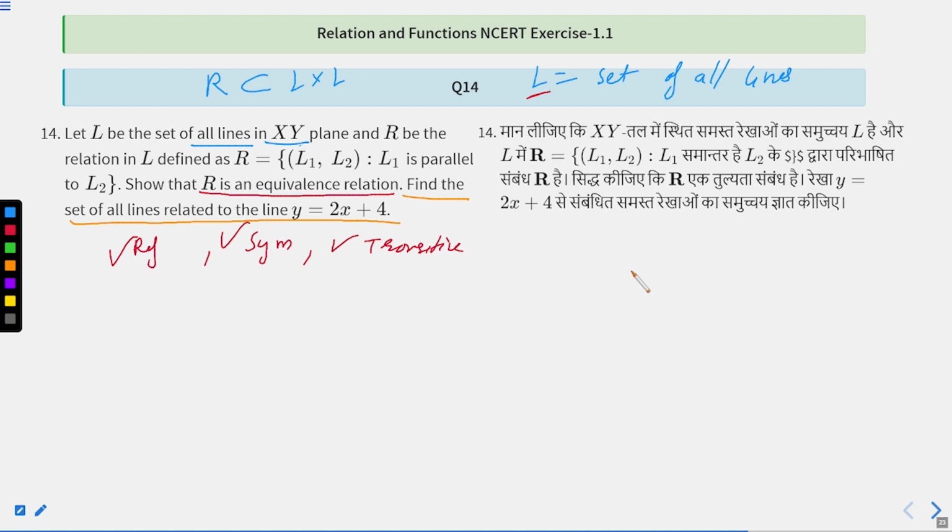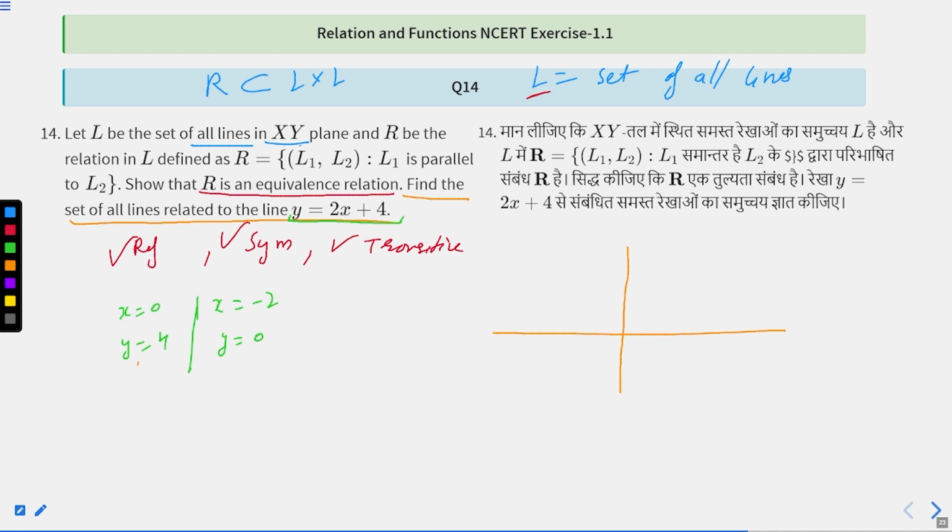So if you draw this line, can you remember how you will plot it? Quite simple. Put x equals 0, then find y. So what will be your y? 4. Put y equals 0, then find x. So x will be what? -2. Yes, if you put x as -2, you will get y as 0.